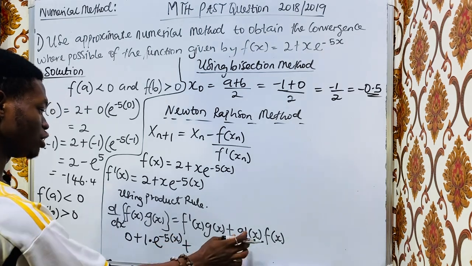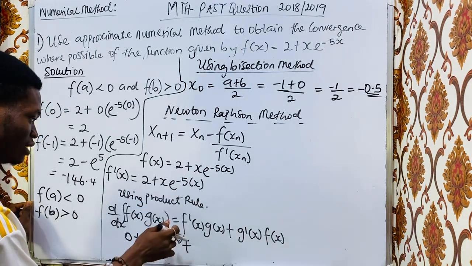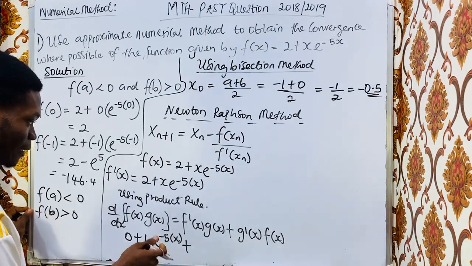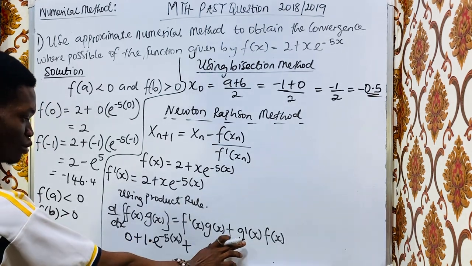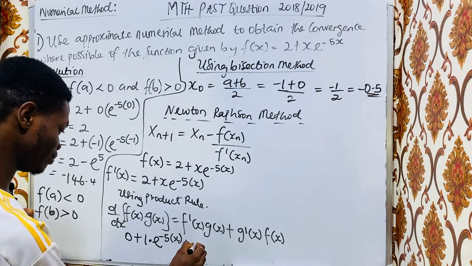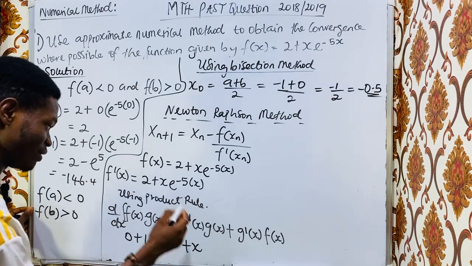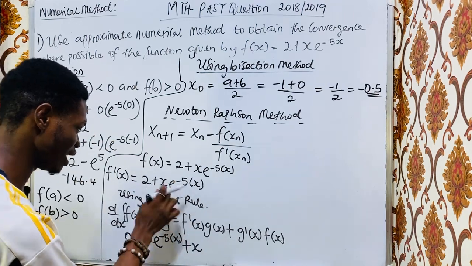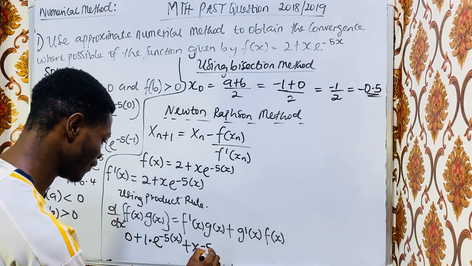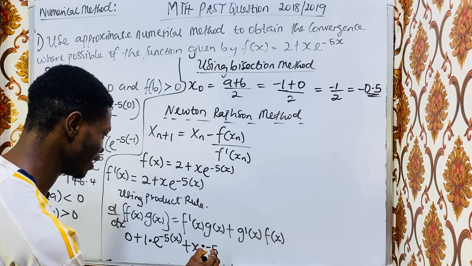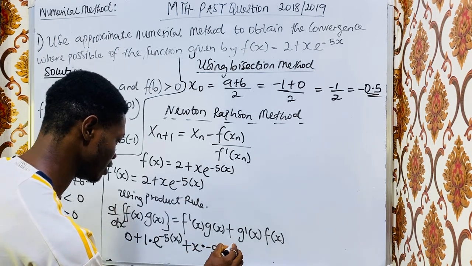Then plus g prime, you know that this one is our g. So let's take this one first. You know that multiplication is commutative, it doesn't matter. So g prime, let's take our f of x, put it constant. G prime, differentiating this, you know that your exponential differentiation will be this negative times this, so it will be negative 5. So this thing will be times negative 5. You put this thing as it is.